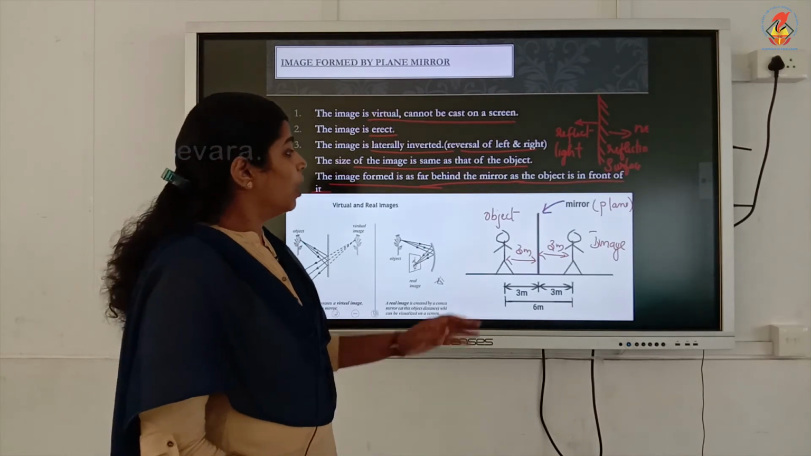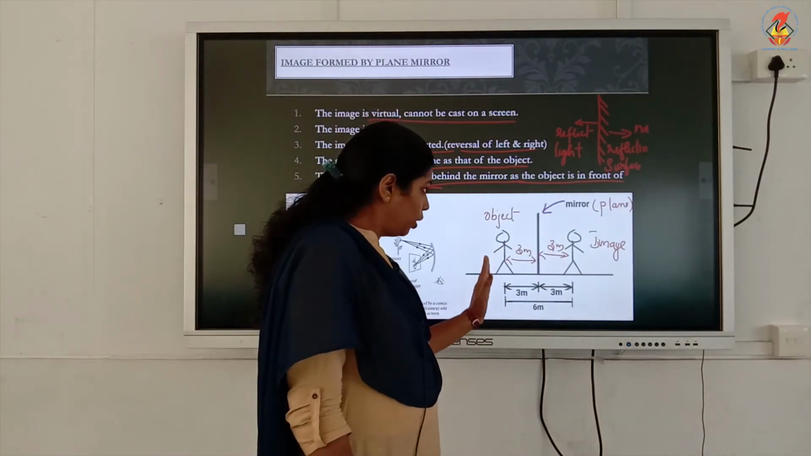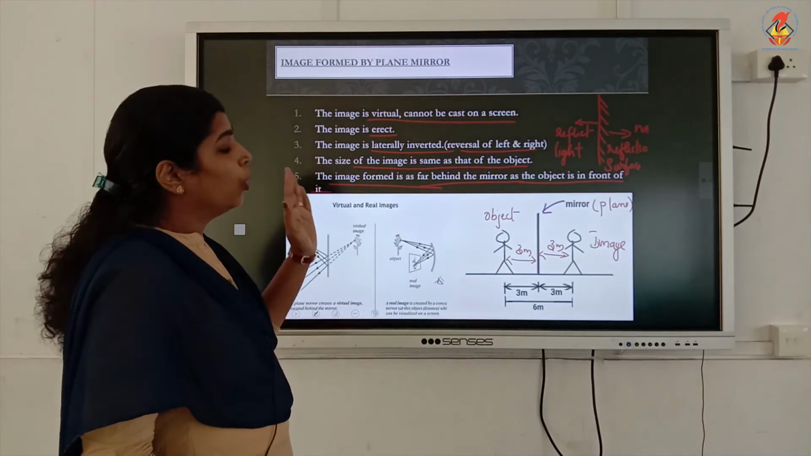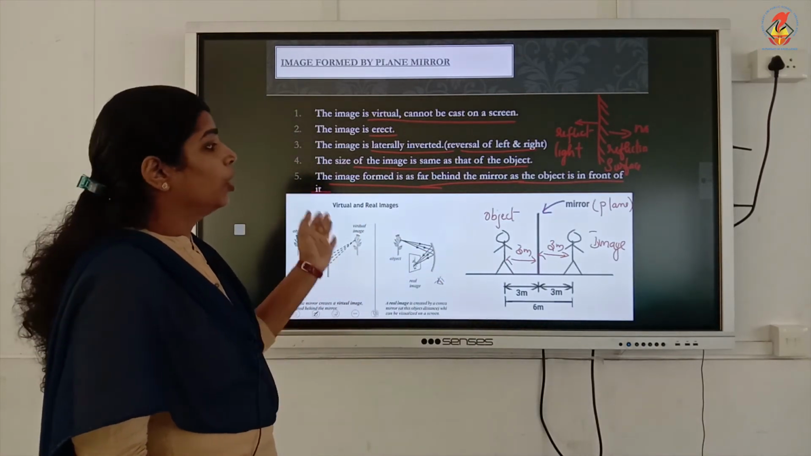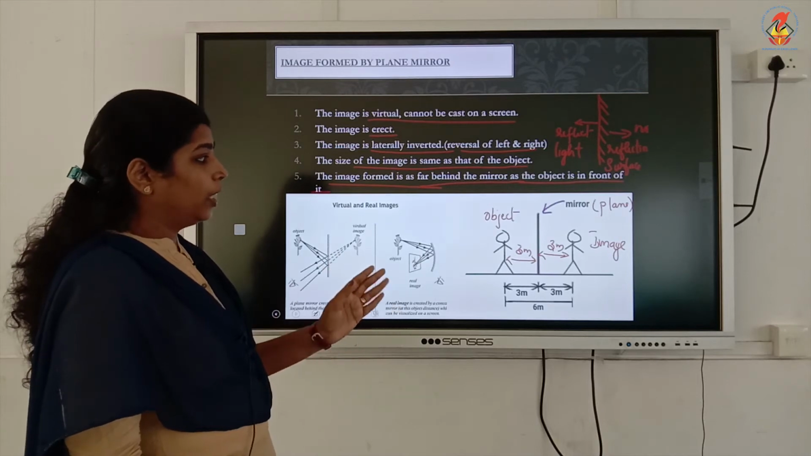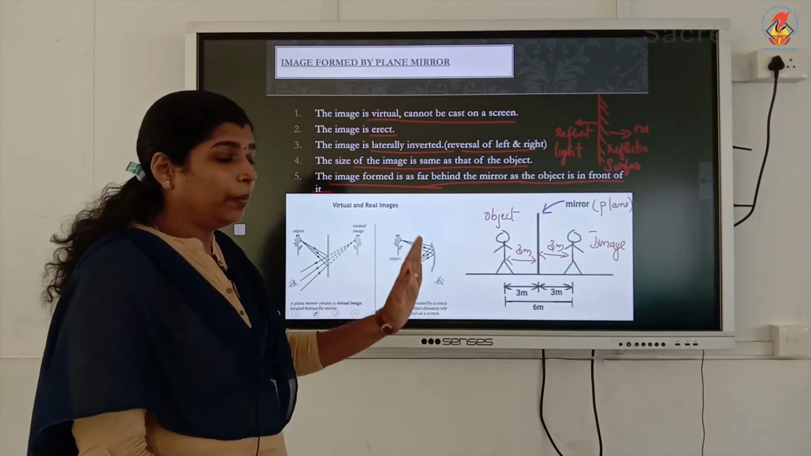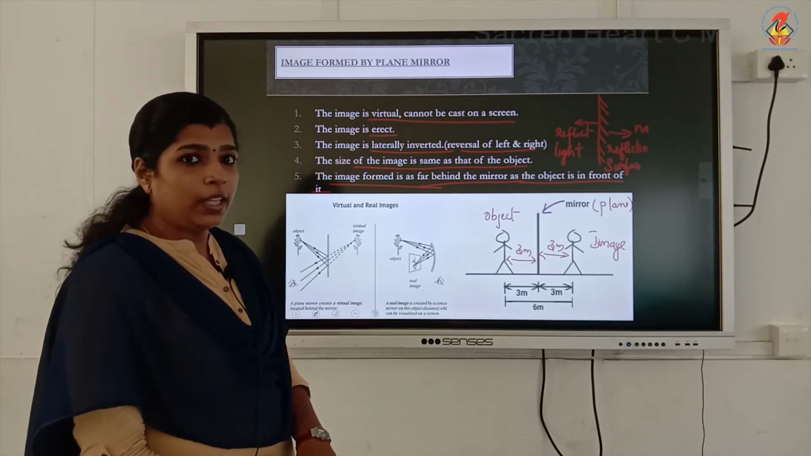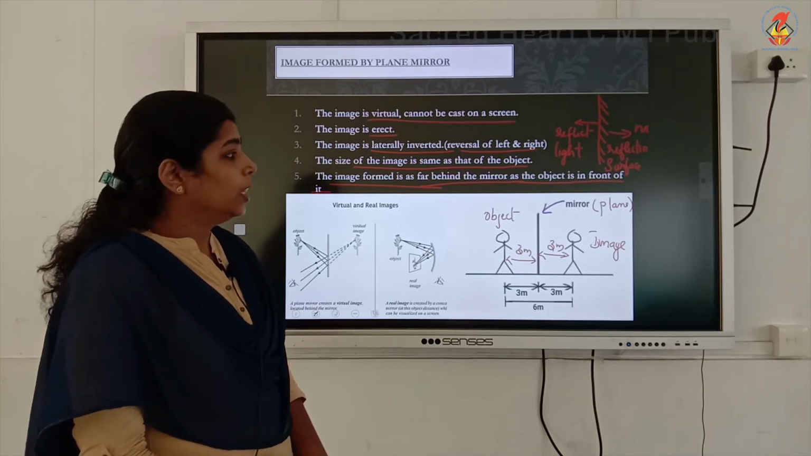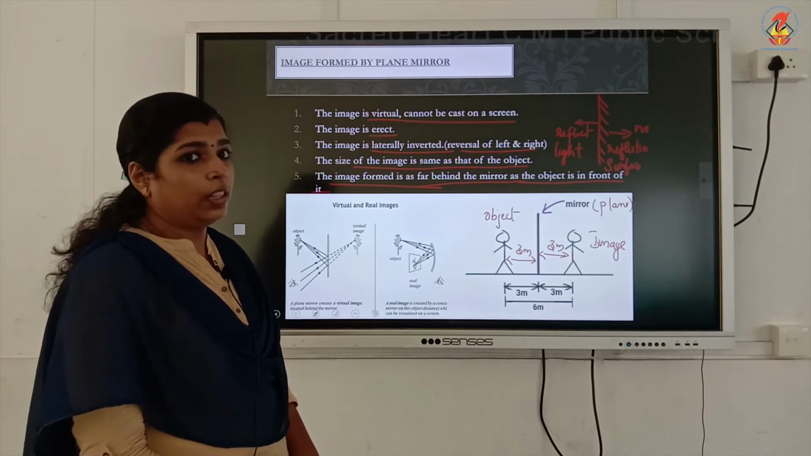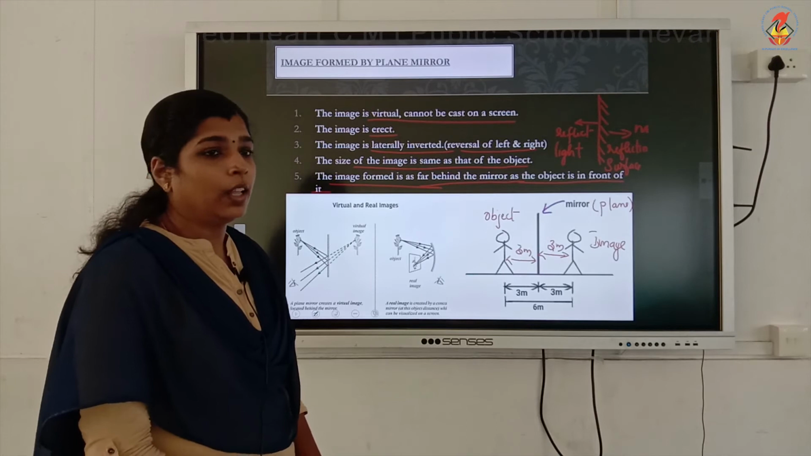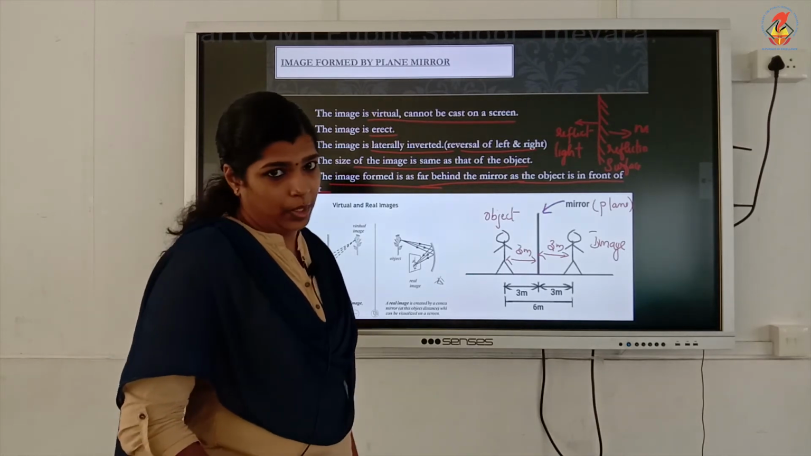So here the object is placed in front of the mirror 3 meters away. So we will get the image behind the mirror, that is, 3 meters behind the mirror. That is, the distance between the object and the mirror is equal to the distance between the image and the mirror.